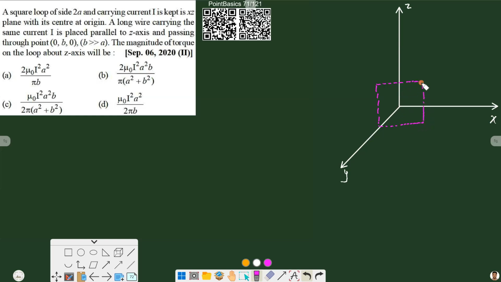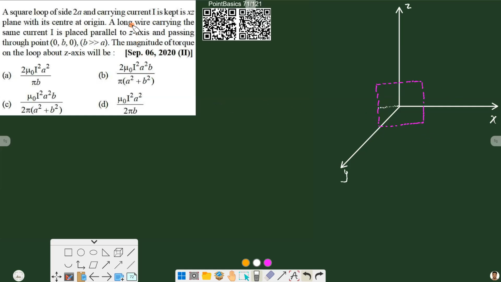It is in the XZ plane, and at the center it might seem to you that it is at y equal to some value. No, it is actually at the center, and we have a line touching here like this to give a better idea. We have a line here which touches this square.